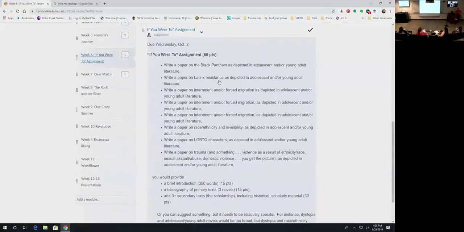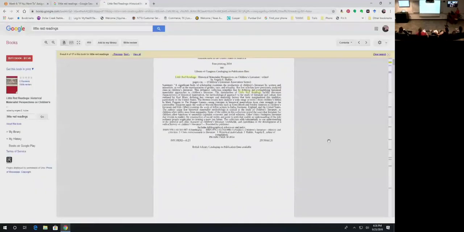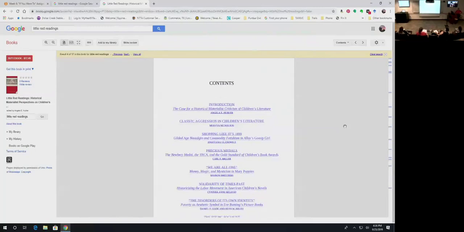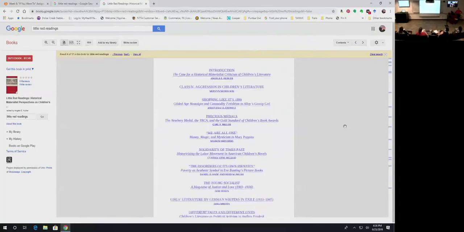Just familiarize. All right, so Hubler's historical materialist perspectives on children's literature. That historical materialist is a different way of saying Marxism, but she doesn't use Marxism in the title for a specific reason, because of what it's associated with. She wants people to understand that it's bigger than Marxism.